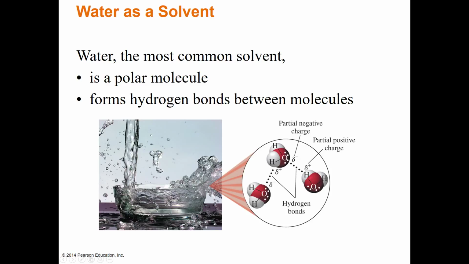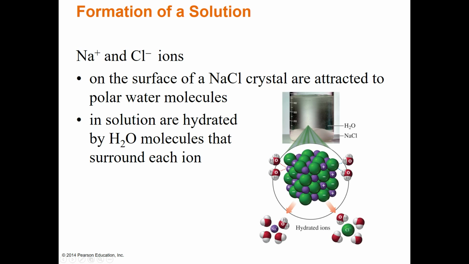So any questions on this before we go on? So water is a polar molecule, forms hydrogen bonds between molecules. There they are. And then you have the partial negative and the partial positive charge. Sodium and chloride ions on the surface of the sodium chloride crystal are attracted to polar water molecules. So you have these water molecules, and then of course you have the sodium chloride. What's going to happen?